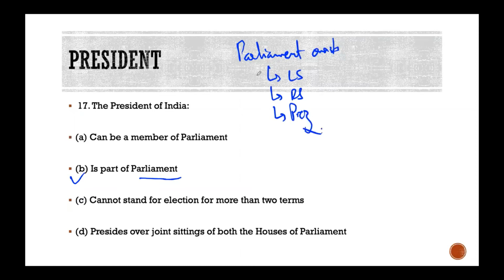Now, this could be a trick question, because the president is part of your executive, right? Technically, the president is part of the executive. However, we are talking about the parliament, and the parliament is part of your legislature. And despite that, when we talk about parliament, there is Lok Sabha, Rajya Sabha, and president. There is a reason for this. Can somebody tell me the reason for this?